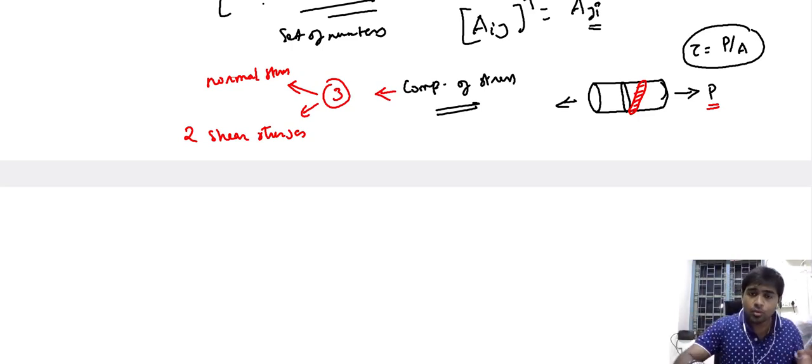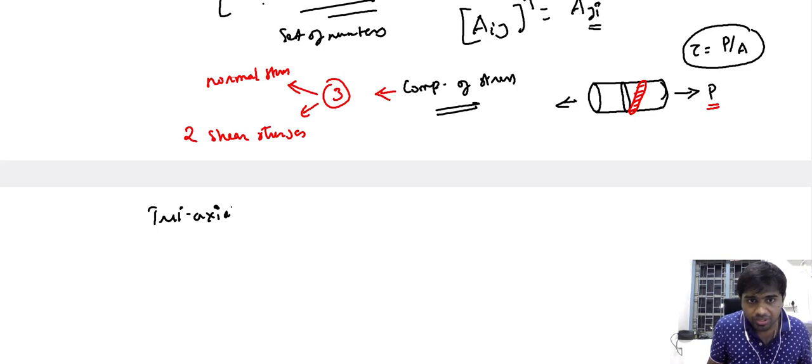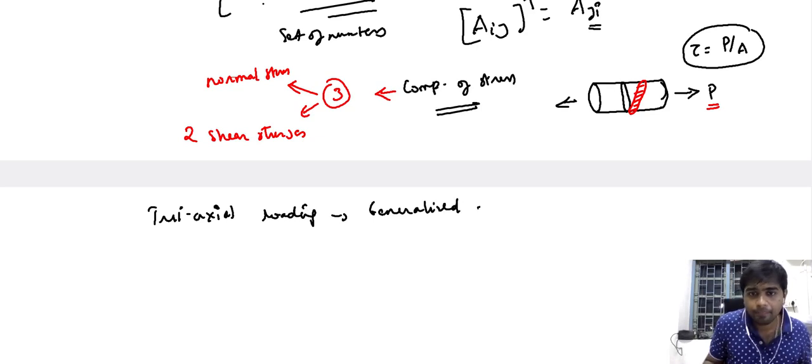Now when we want to have a generalized understanding of the mechanical behavior, or the mechanical condition, we can start with the triaxial loading condition, because this will give us a generalized description, and from this generalized description we can deduce or derive our specific cases.